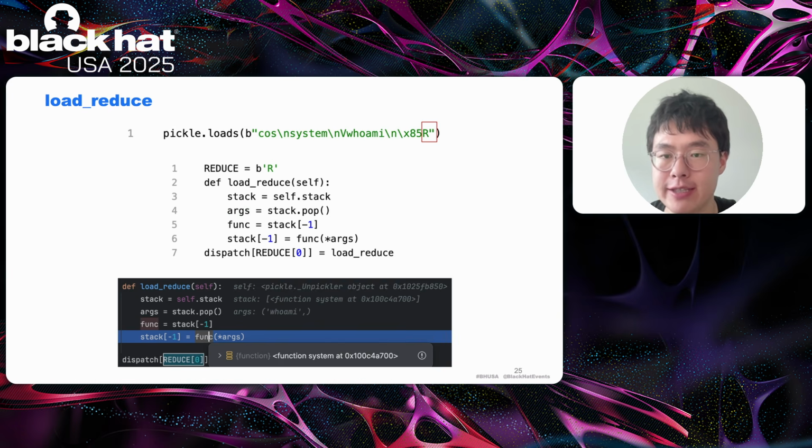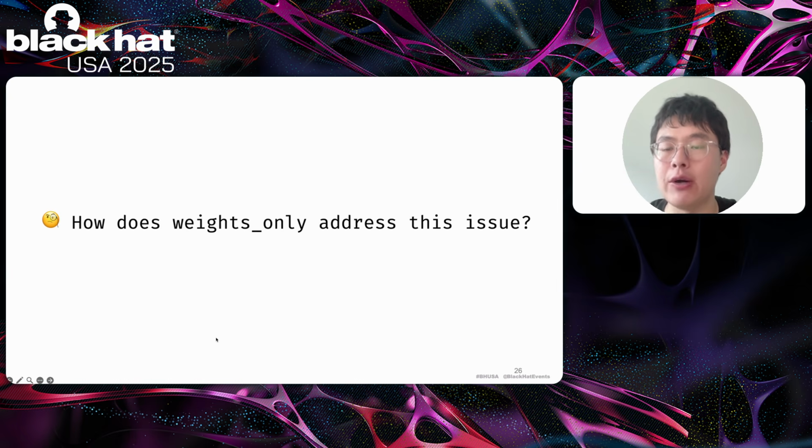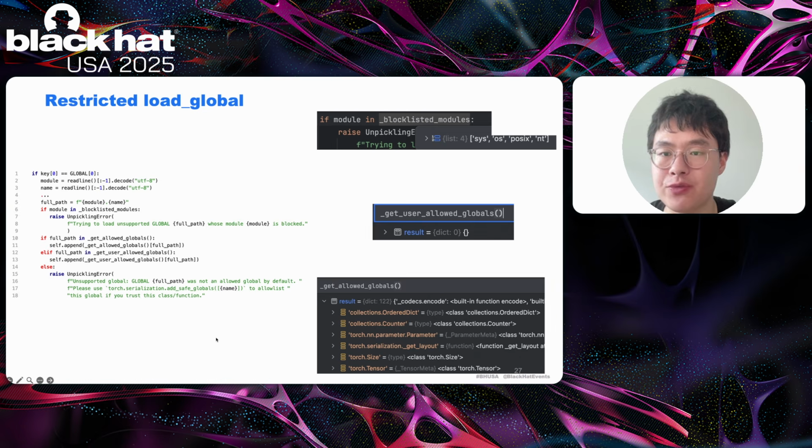So finally, since we have the function and its parameter, we can execute this function. Here we will use the REDUCE opcode, and it will use the reduce function. You can see here it will get the argument from the stack, get the function from the stack, and execute it, and we can achieve command execution. So how does weights-only address this issue?